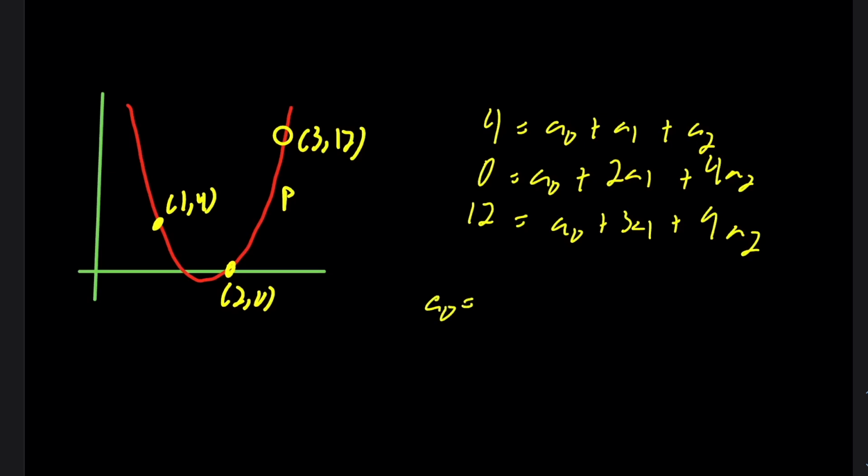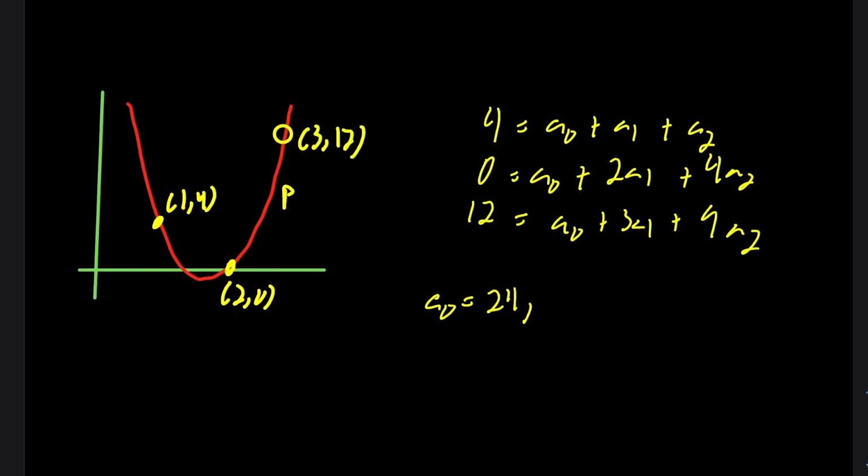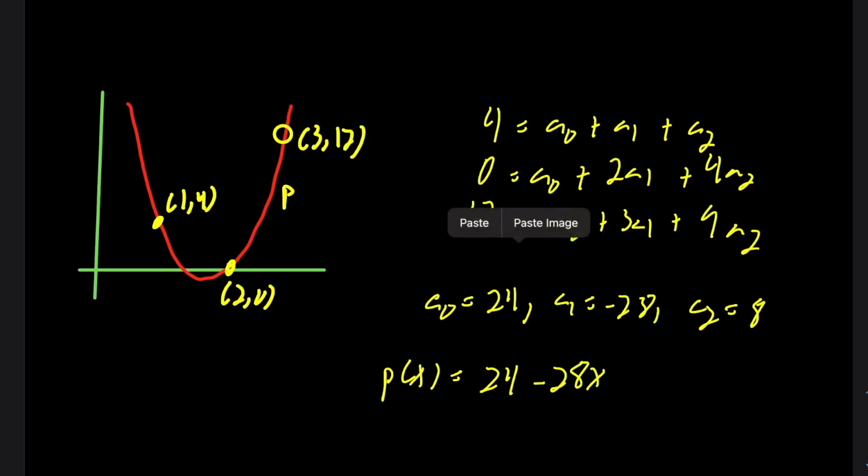we should have a solution given where a naught is equal to 24, a sub 1 is equal to negative 28, and a sub 2 is equal to 8. Therefore, given these values, what is p of x? Well, referring to the general equation from earlier, it should be 24 minus 28x, plus 8x squared.